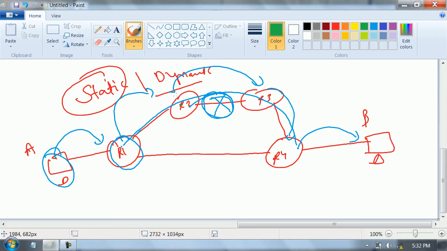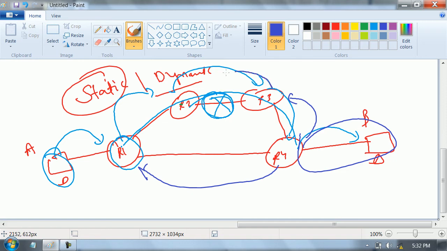Same will be the case with R4. Agree? Now, R4 will give information about this B network to R3 also, and R3 will give this information to R2. It means R1 will get information of network B from two sides. What are those two sides?